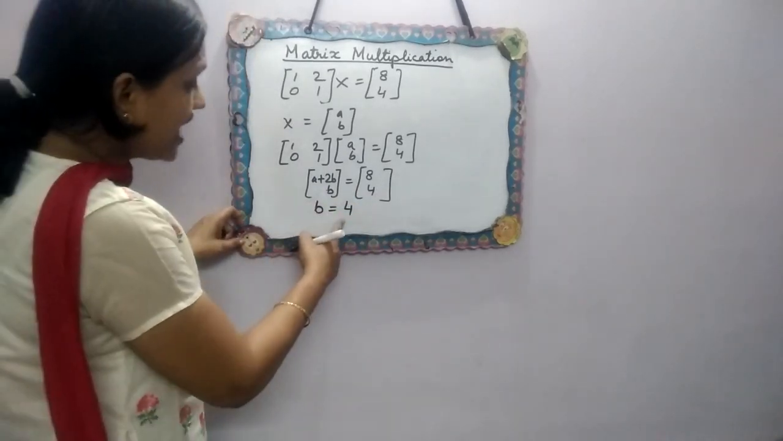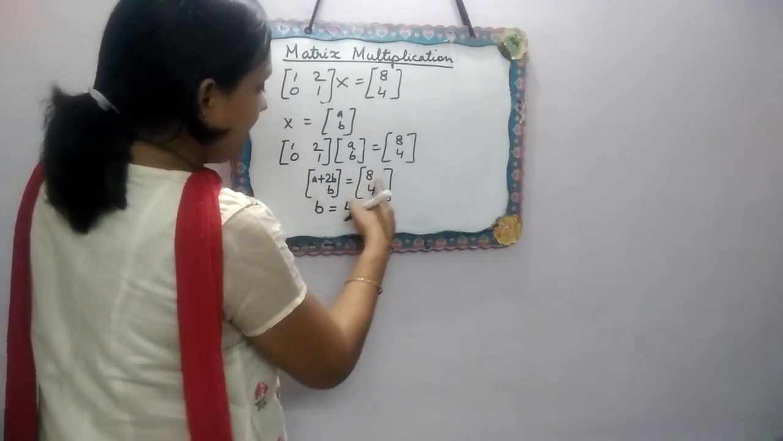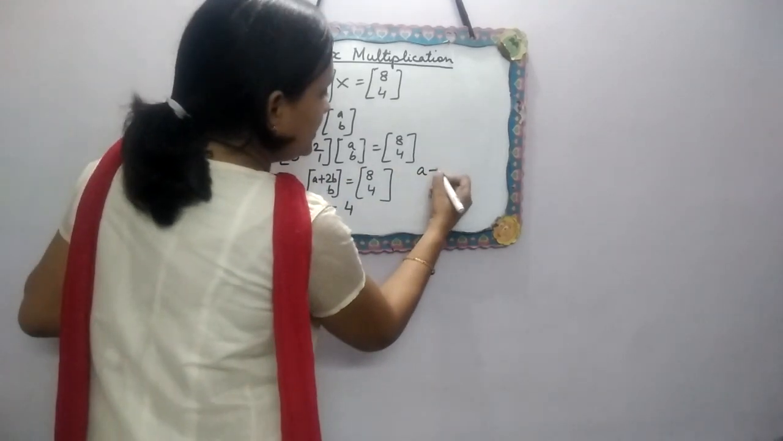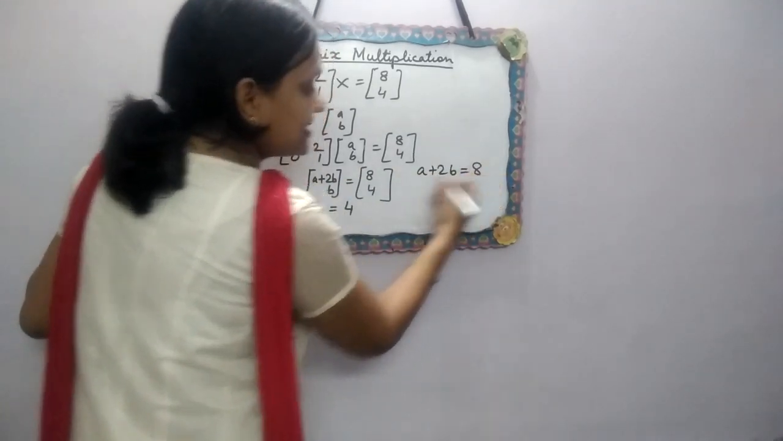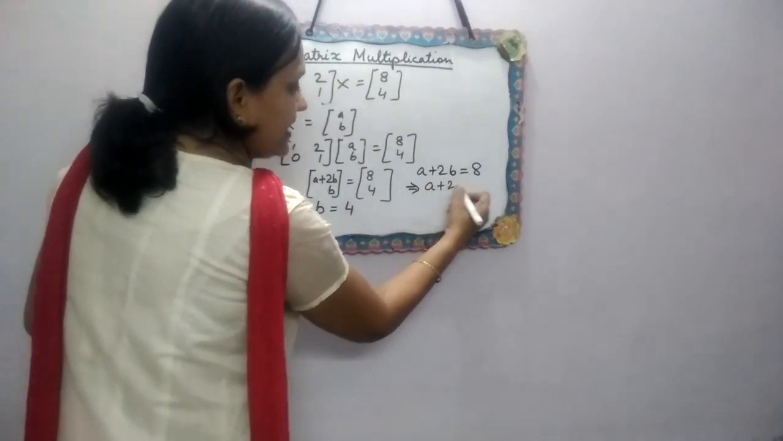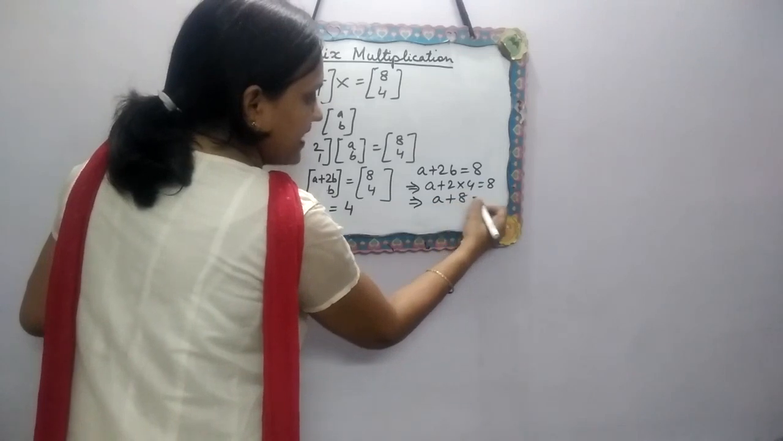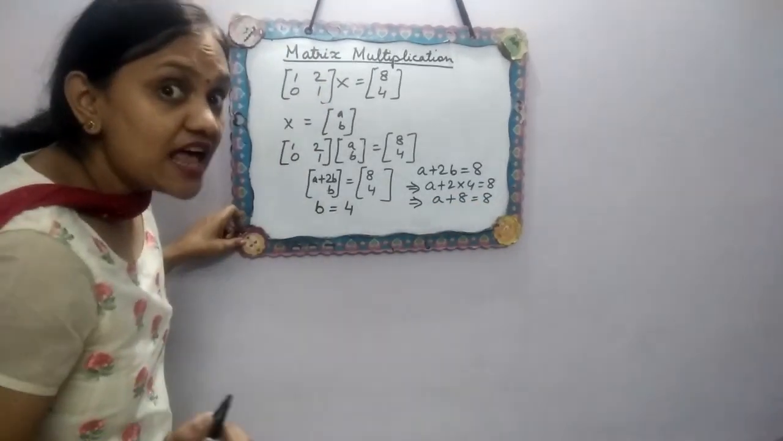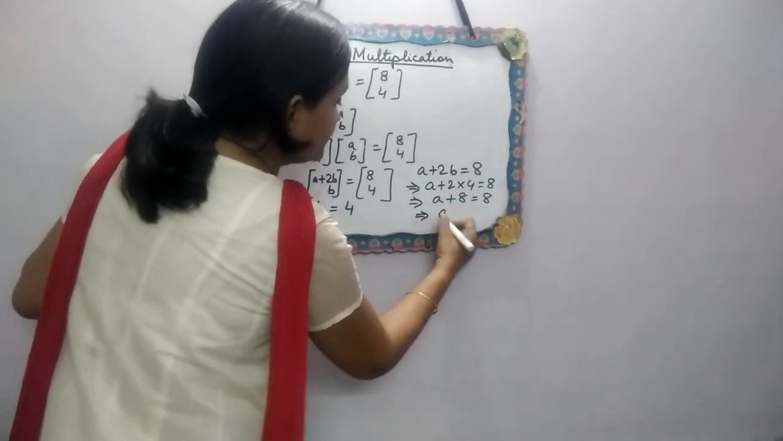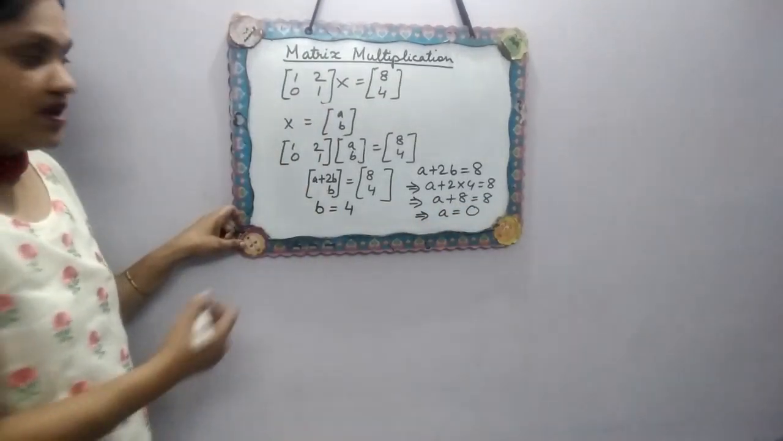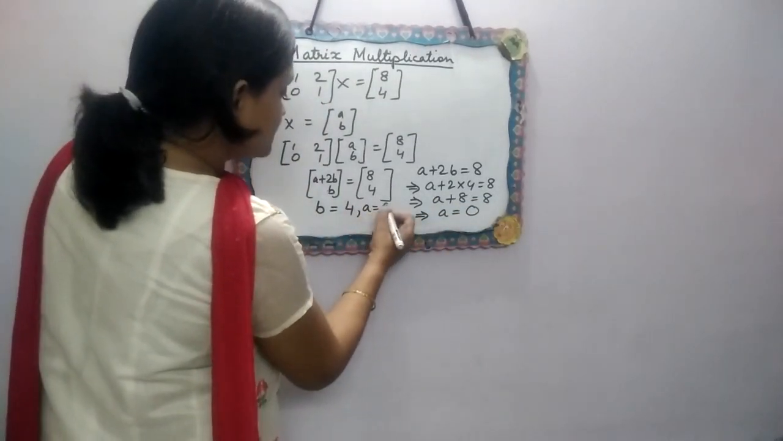Now if this value of B I put in A plus 2B equal to 8, then I get A plus 8 equal to 8. So what is the value of A? The value of A is 0. B is equal to 4, A is equal to 0.